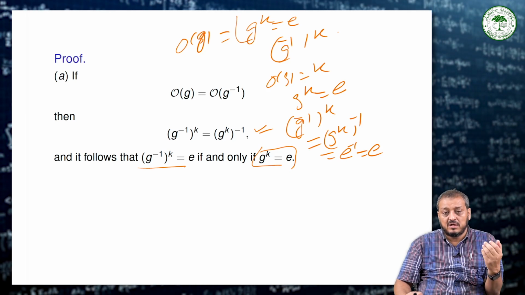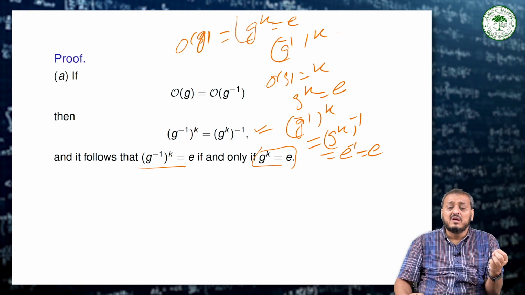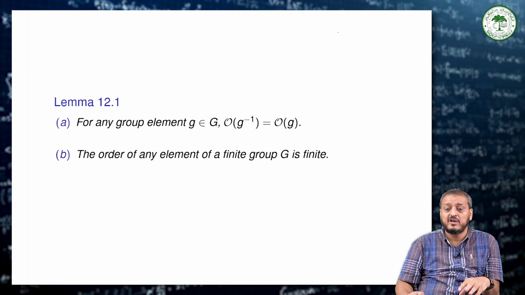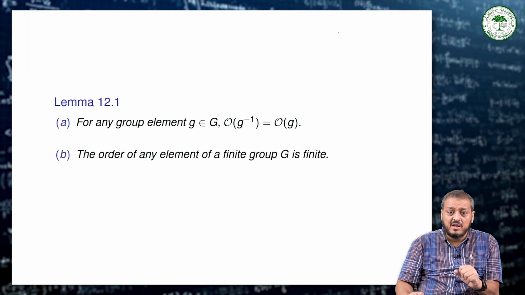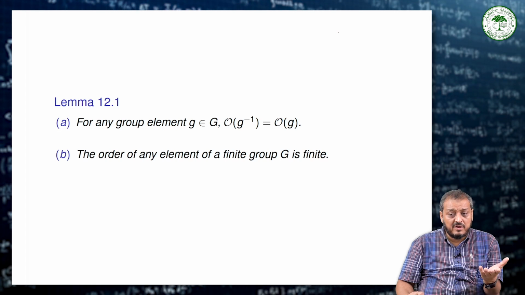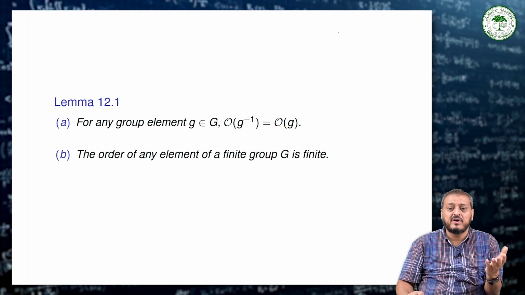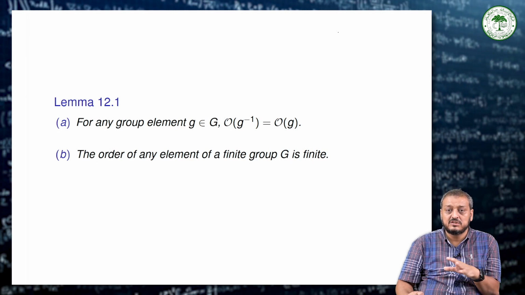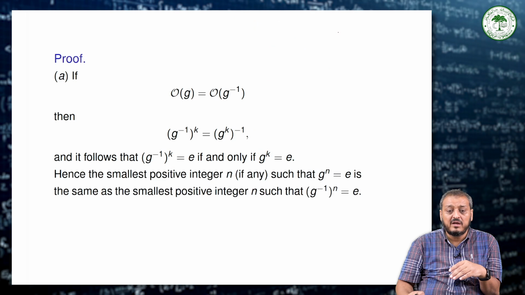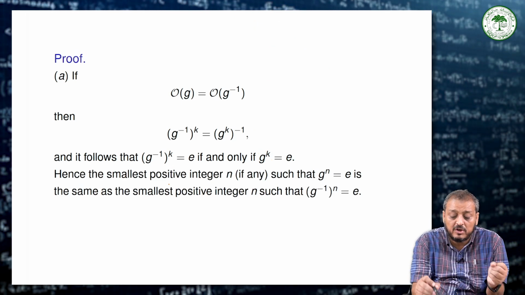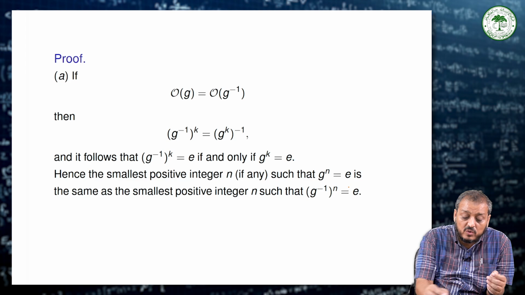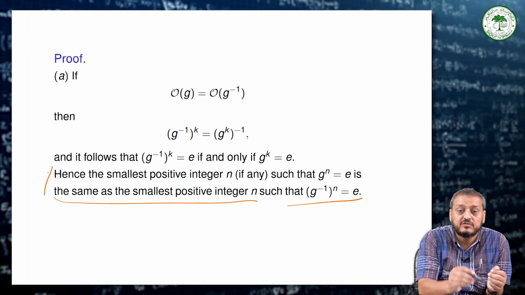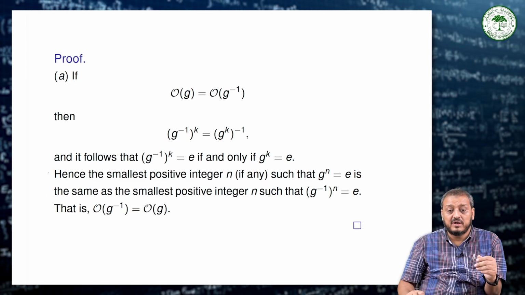Next, the second part is that the order of any element of a finite group G is finite. So we have to show that the order of any element of a finite group G is finite, and hence the smallest positive integer n gives g to the power n equal to identity. Now the second proof.